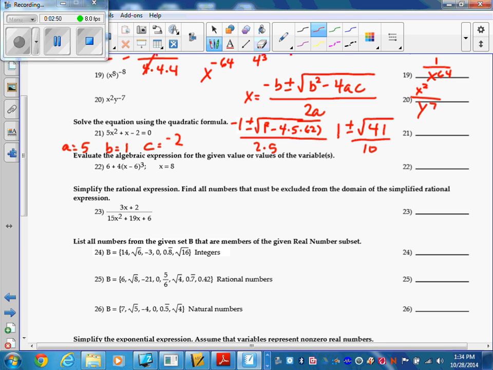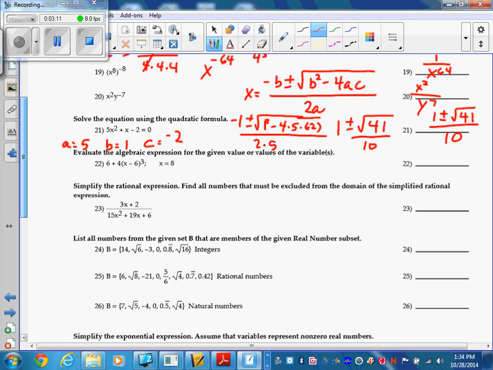No, you need to know it. There's a song. Has anybody ever searched it on YouTube? There's quite an entertaining song. Maybe we'll do that if we have time. So we have negative 1 plus or minus the square root of 41 over 10.